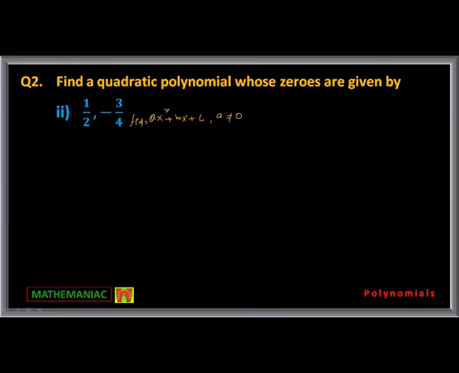Okay, so now as you did earlier, you apply. This time alpha plus beta is equal to half minus 3 by 4. That should be equal to minus b by a. Now if I simplify this, what will I get? 4 here, and then it will be 2 minus 3, which is minus 1, equal to minus b by a, and then alpha beta will be half into minus 3 by 4, giving you minus 3 by 8, that is equal to c by a.